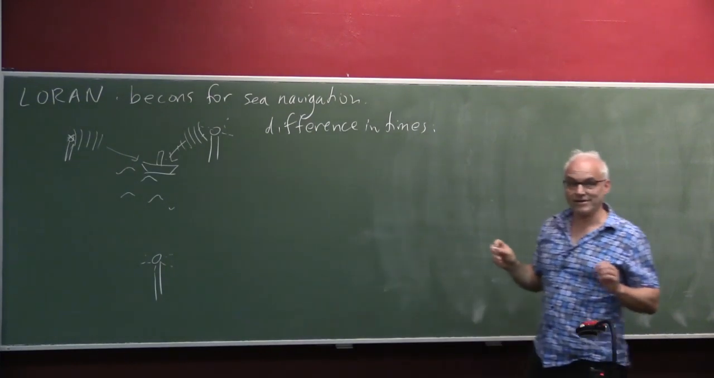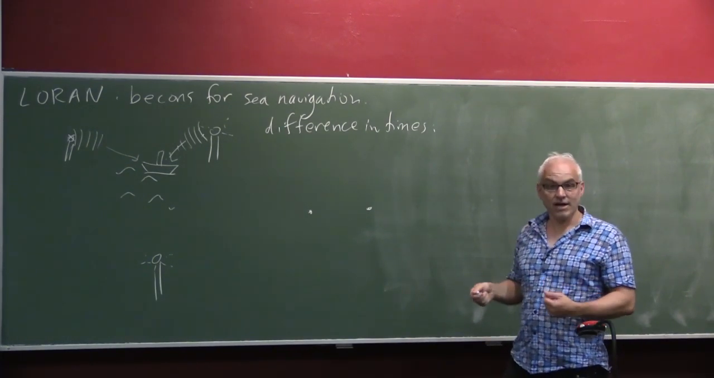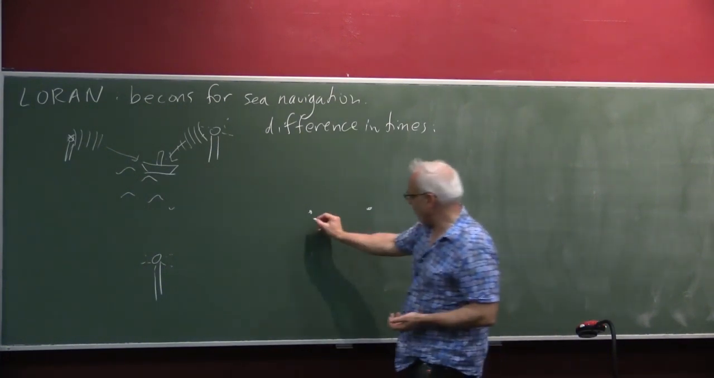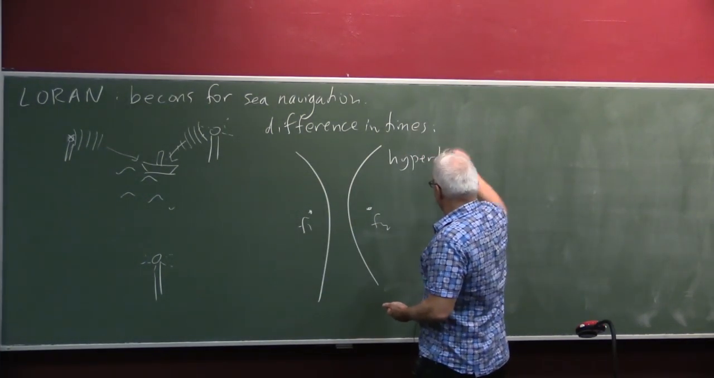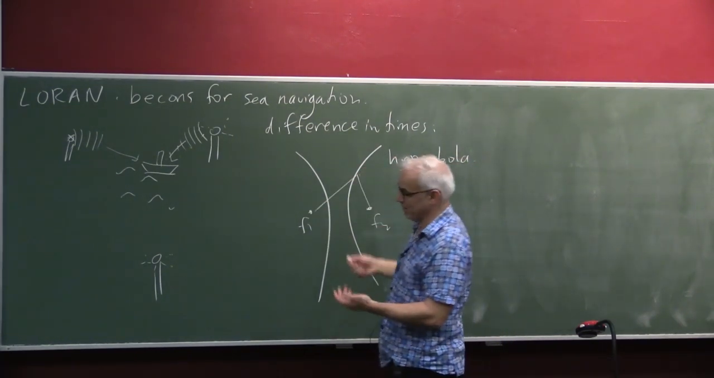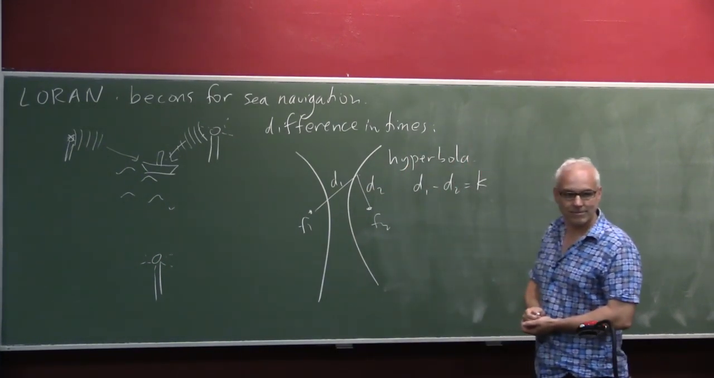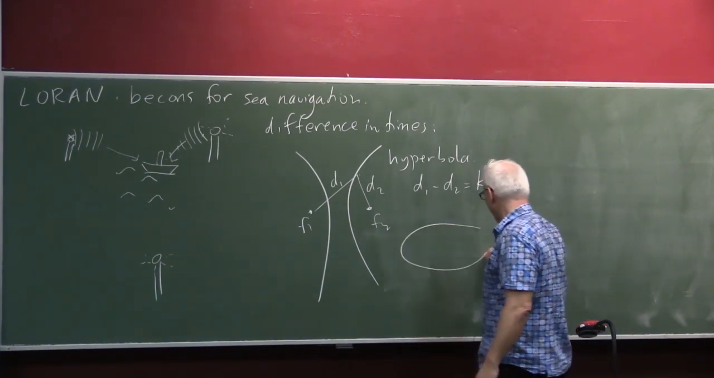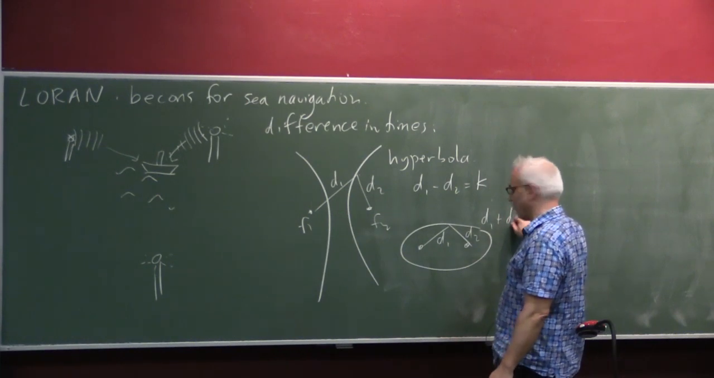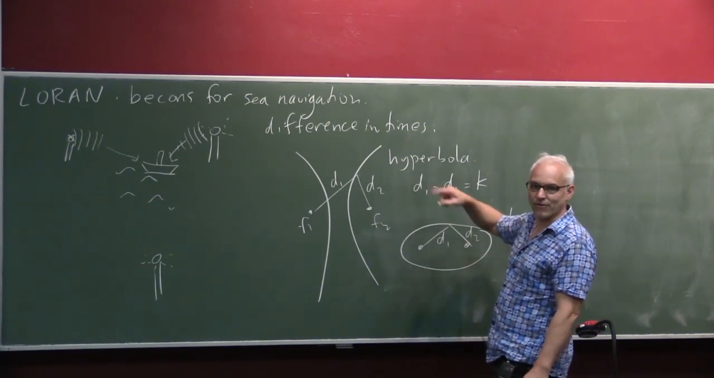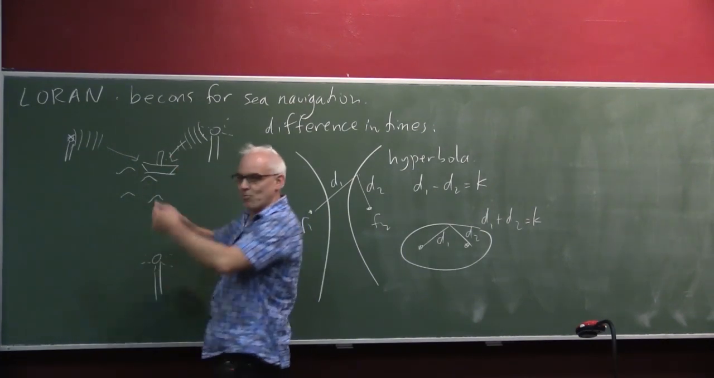So the difference in times, then you can plot, because you know that if you have 2 points, the locus of the points whose difference between the distances to those 2 points is constant, that's a hyperbola. Foci, maybe, F1, F2. So a hyperbola like this is characterized by, well, many properties, but one of them is that, say, that distance d1 minus that distance d2 is some constant. That's analogous to the familiar property for an ellipse, which is given by the condition d1 plus d2 equals constant. Here, it's the difference of distances.